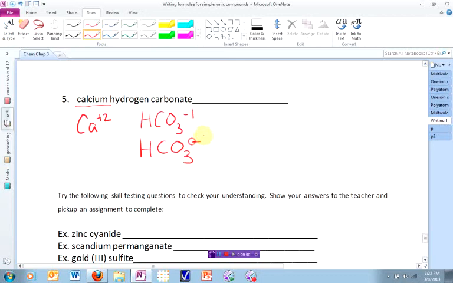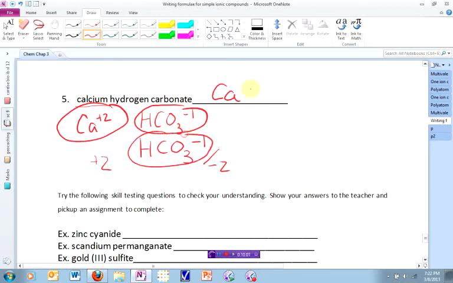So then we've got to balance out the charges. HCO3 -1. We need 2 of these to balance out. So we've got -2 on this side, +2 on this side. Final formula, Ca, we've got one Ca. Remember, don't need to put in the invisible one there. And then we've got two bicarbonate ions. Have to use brackets because we have to add a subscript at the end with the two. Calcium hydrogen carbonate.